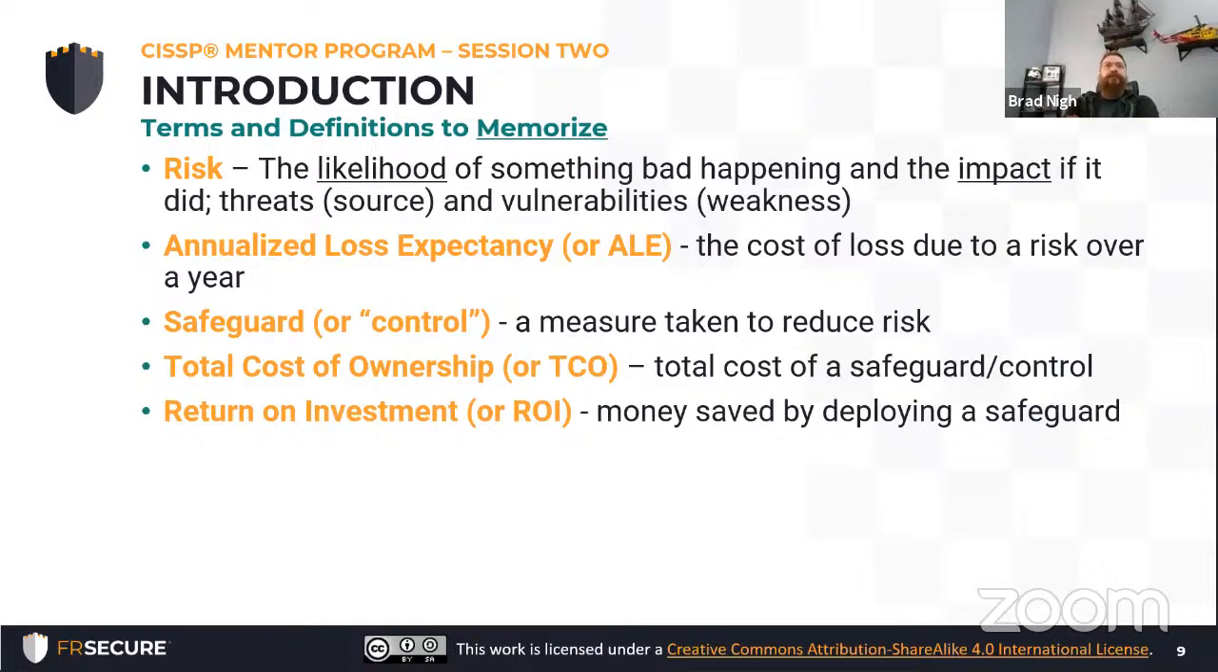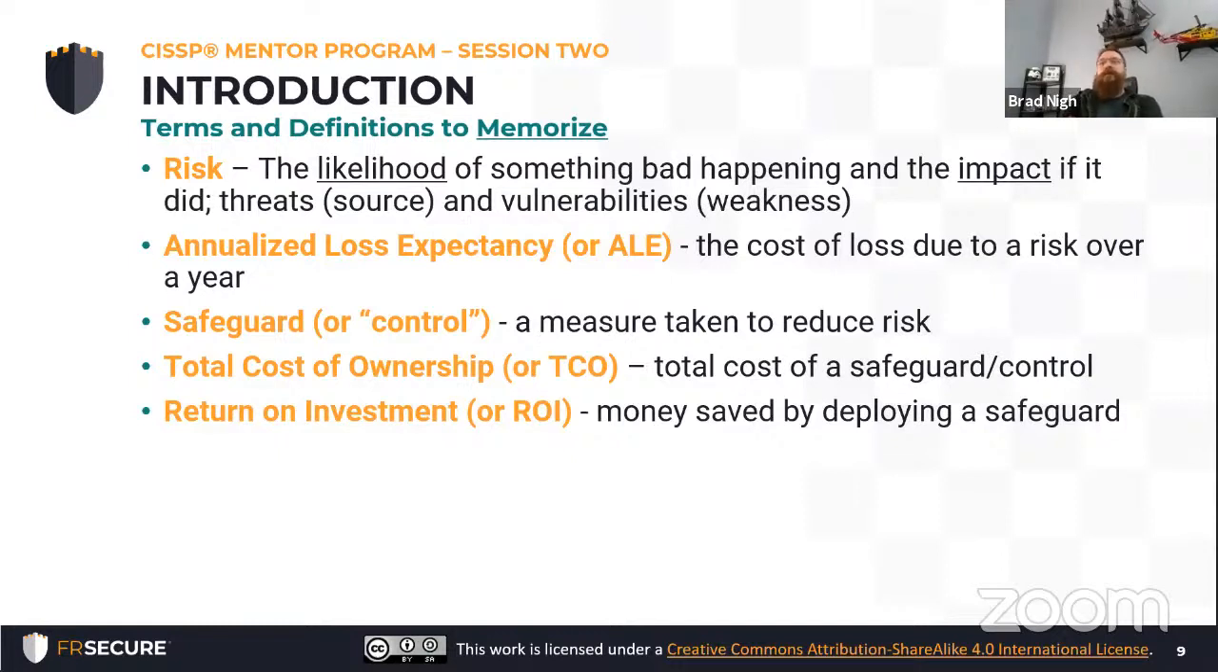Again, risk: know this definition. The likelihood of something bad happening and the impact if it did. We also like to add in there, sometimes, what the cost would be, but that's not the official definition. Then you have threats. Who's coming after you? The threat actor, the hackers. And the vulnerability, which is the weakness that they would be exploiting.